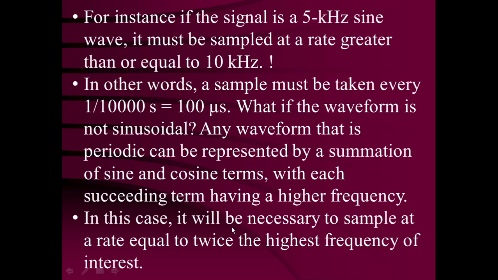In this case, it will be necessary to sample at a rate equal to twice the highest frequency of interest. In a Fourier sine or cosine series, whatever the maximum highest frequency you desire in the output information, double that frequency is the sampling rate required.